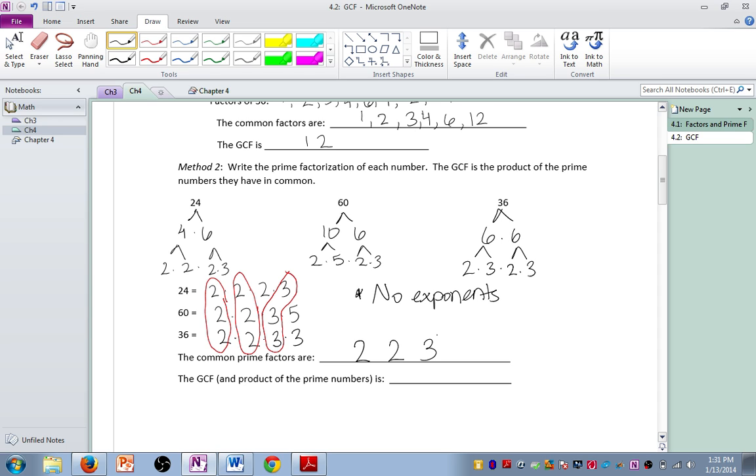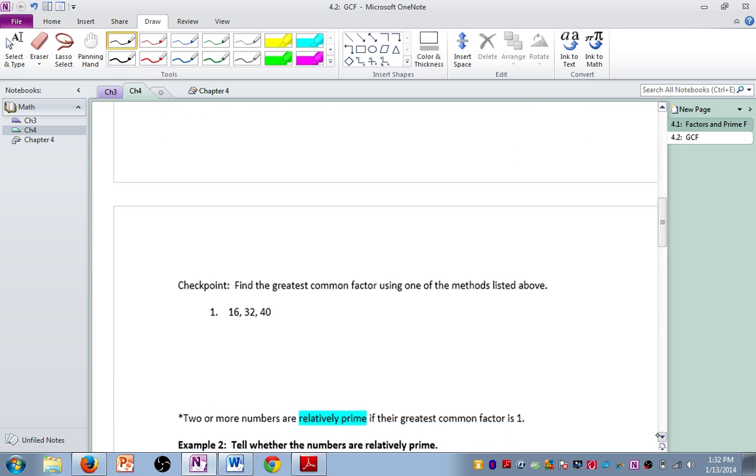And because the GCF is the product of the prime numbers, we multiply them. So when I multiply 2 times 2 times 3, I get 12. And that is another way to find the GCF using prime factorization.